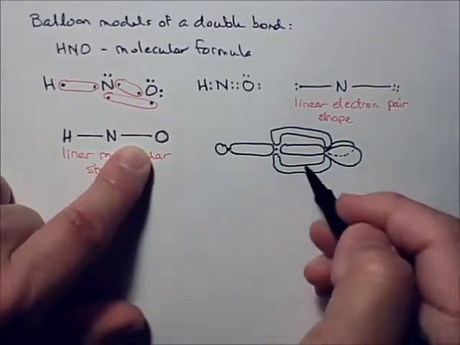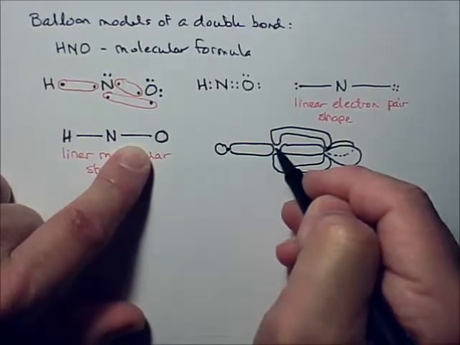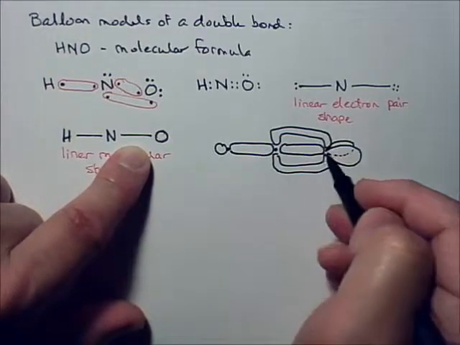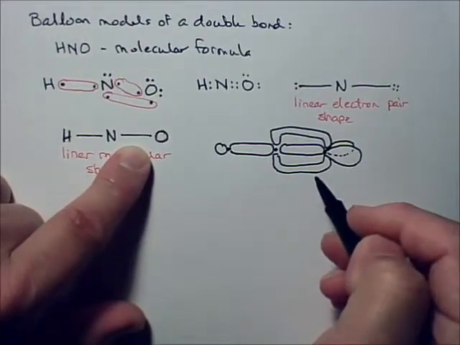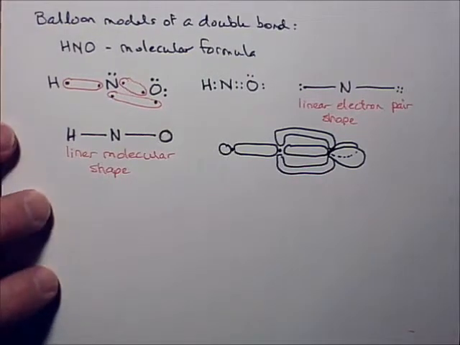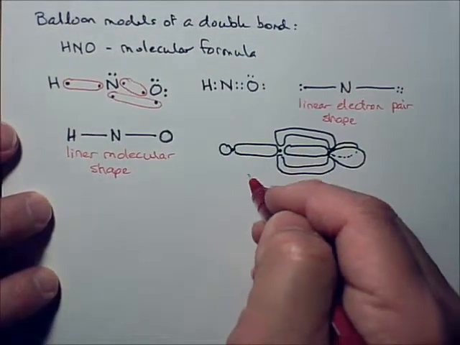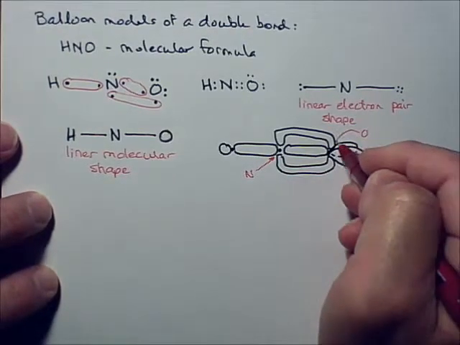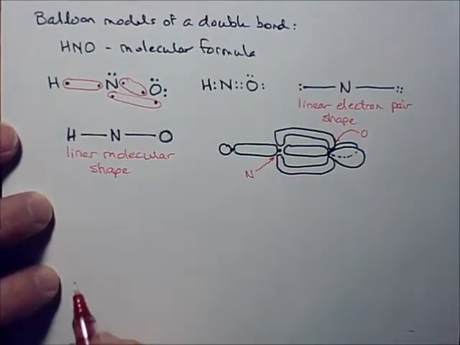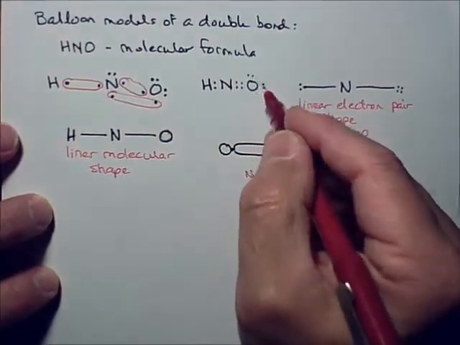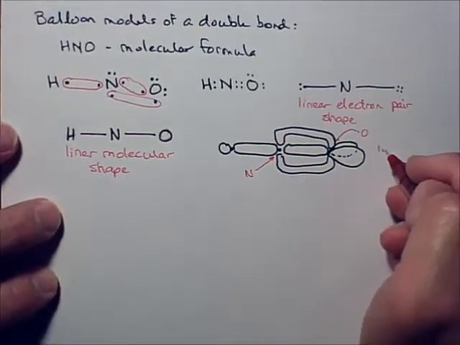Okay? And so your nitrogen in this is right here where the knot is, and the oxygen would be right here where the knot is there. Okay? So we don't actually show the nitrogen or the oxygen in the balloon model. Nitrogen is the knot right in there, and oxygen is the knot right in there. Okay? These are the lone pairs. The lone pairs here. Okay?